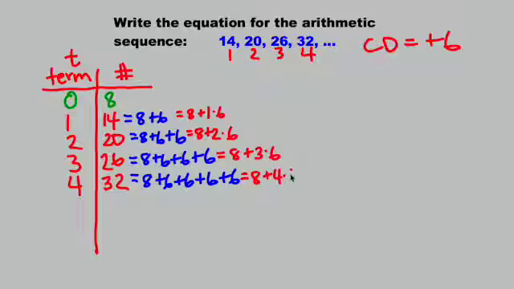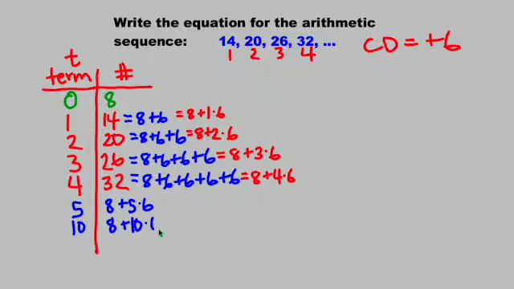And what you should notice here is that every single time when it's 8 plus a number times 6, it's the same except for one number changes. 1 becomes 2, becomes 3, becomes 4, which, by the way, coincides with our actual term number. So that term number ends up being the multiplier times 6. So if I wanted to do the next one, term 5, I could shortcut it by writing 8 plus 5 times 6. Or if I want to do the 10th term, I could do 8 plus 10 times 6.